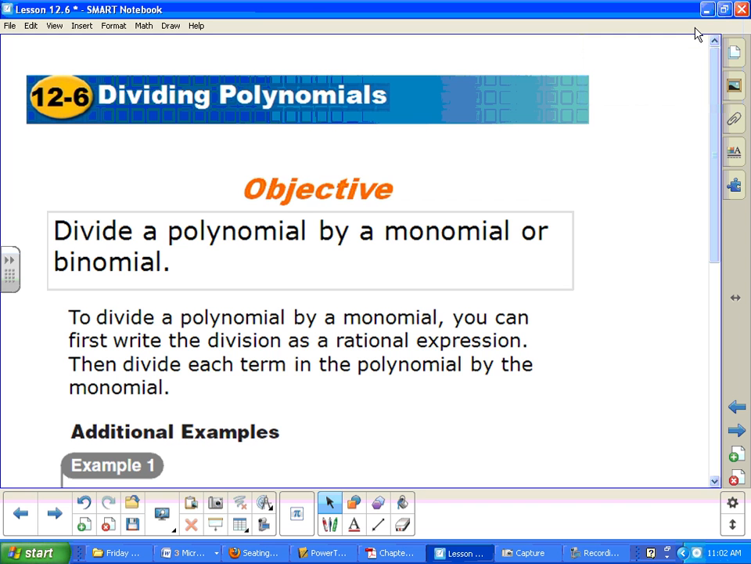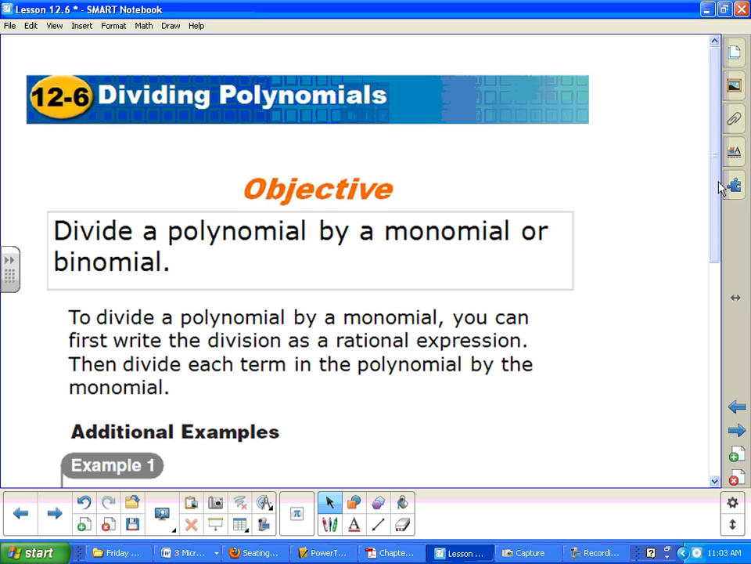So we're going to do dividing polynomials. Now we're only going to work on the first couple basic parts of this. There's a third part of it that's called long division, and we will save long division till Algebra 2. When you're in the Algebra 2 class, it's actually one of the first things we do. And so we're going to save it till then and not worry about it at this point in time.